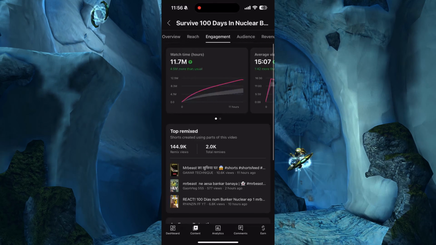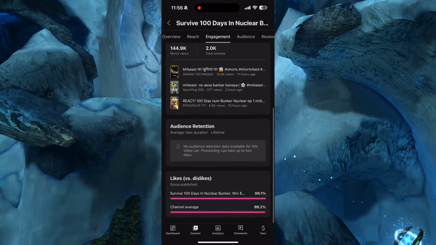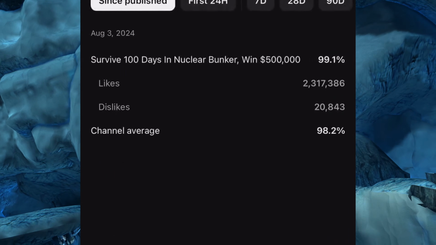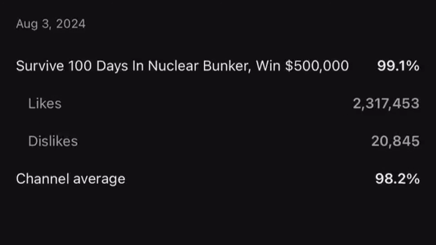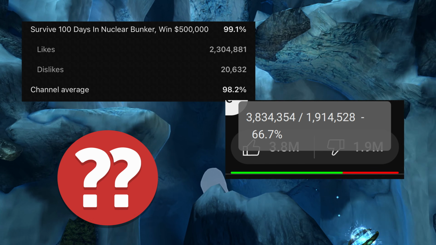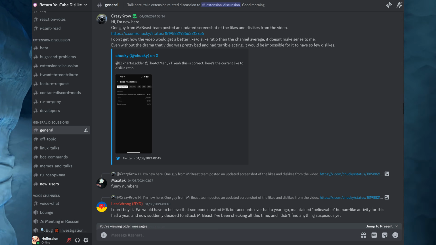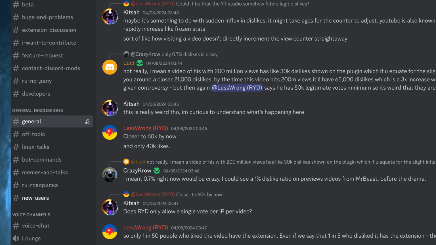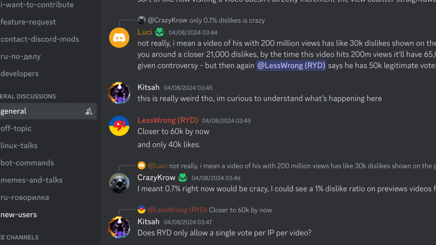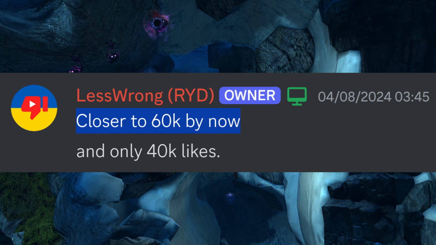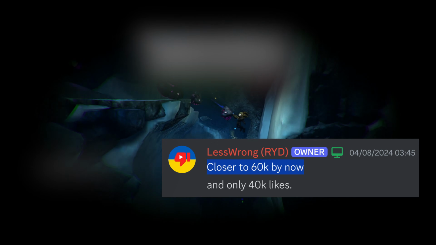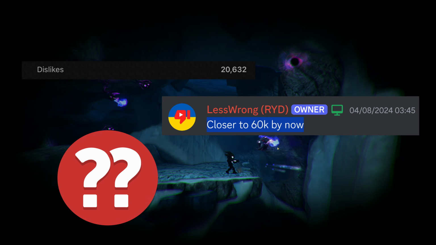This was picked up and parroted by users blindly believing the extension, and then MrBeast's crew and friends posted the numbers from YouTube Studio, showing that the video had just 20,000 dislikes at the time. Massive discrepancy. This was once again shown to the extension developer, and he disputed those numbers by saying that just the extension users alone had already disliked the video 60,000 times. Never mind the ratios, the raw numbers seem to be completely off.